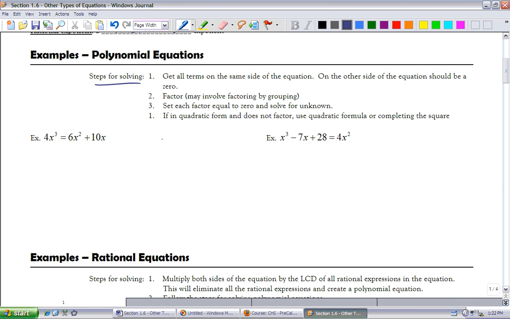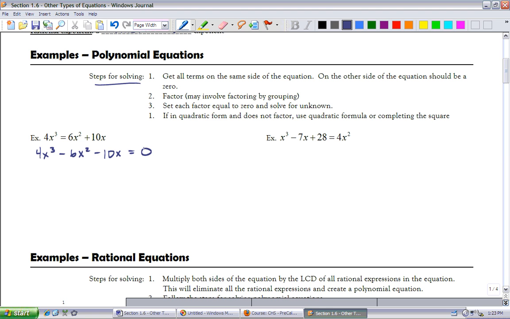And if the quadratic's in the quadratic form, or part of it is, you can use your techniques for solving quadratics. So we're going to take a look at the first one here, and you'll notice that we have our equal sign here, and we have terms on either side. So we're going to bring all of the terms to one side. So I get 4x cubed. Now I would have to subtract a 6x squared from both sides and subtract a 10x from both sides.